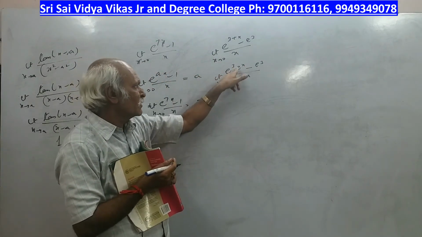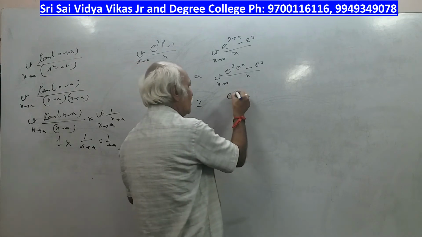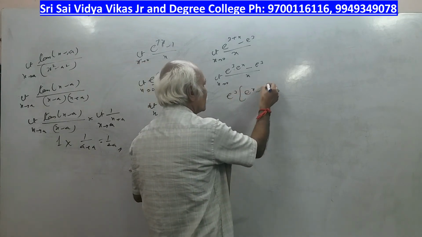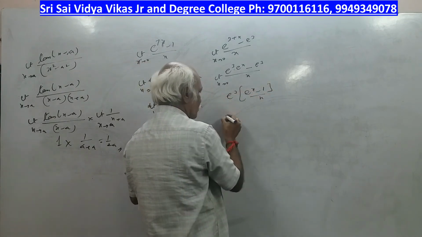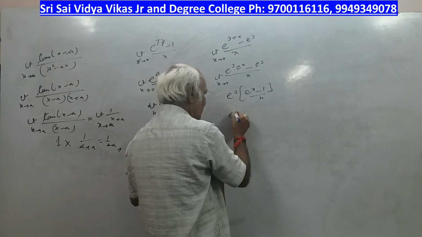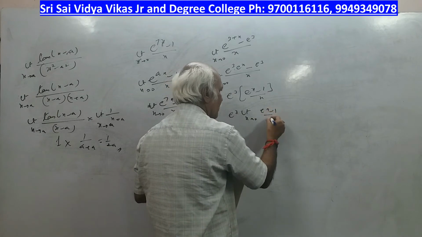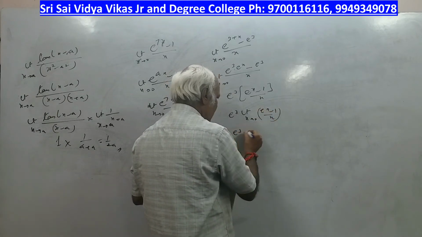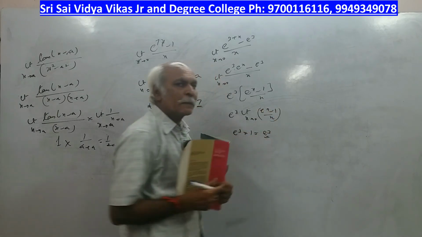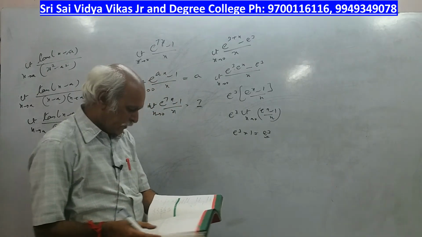So I wrote e power 3 into e power x. So I will take out e power 3 common, e power x minus 1 by x. So put the limit, e power 3 will be outside, limit x tends to 0, e power x minus 1 by x. So e power 3 into 1, e power 3. So we have put the limits. Next.